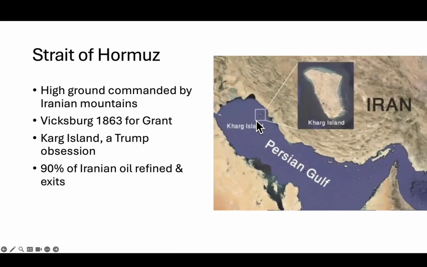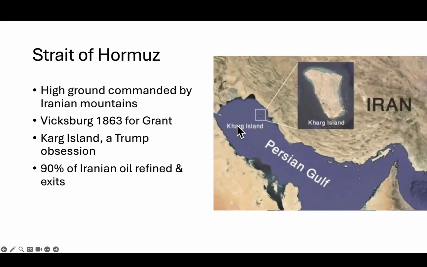The other interesting thing is this Karg Island. Apparently, Trump has known about this for a long time, and 90% of Iranian oil is refined and exits from Karg Island. Now, you could take that out, but that would make the international situation much worse. This is all very tricky, with the price of oil being of importance. So I think there have been some attacks on the military, but nothing attacking the refineries.